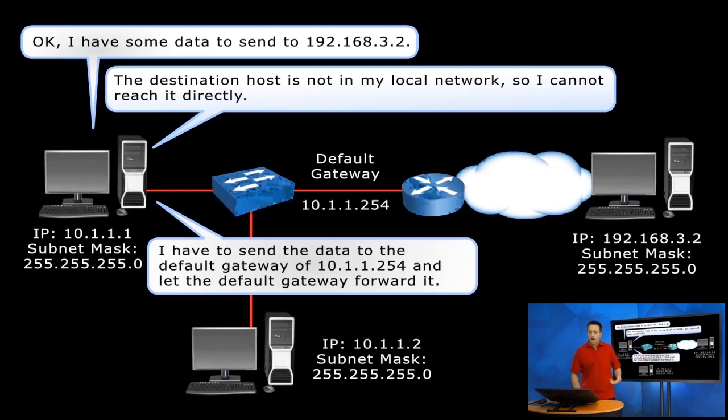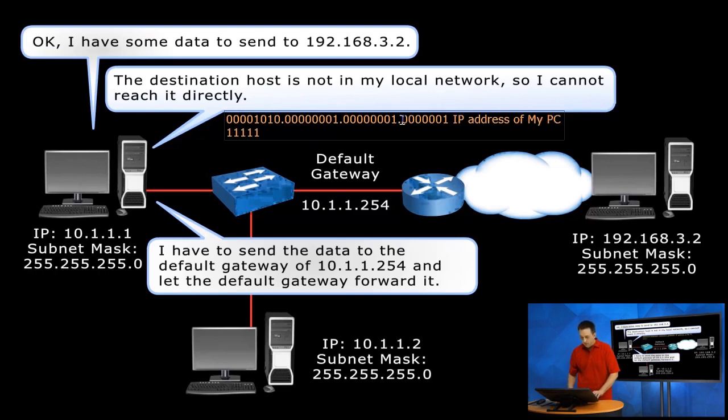But how did this occur? All right, so my local PC is going to figure out its network ID. Right now, that is the IP address of my PC. What is my subnet mask?